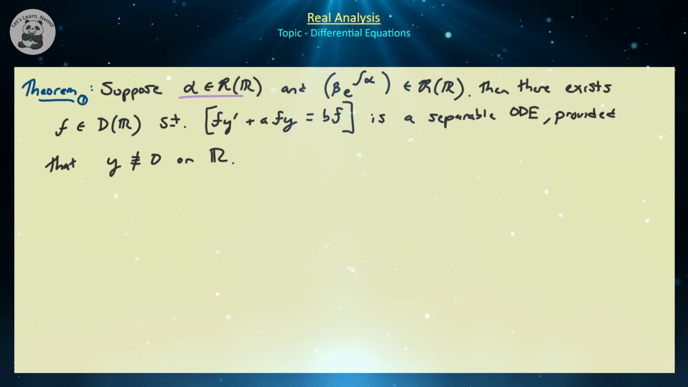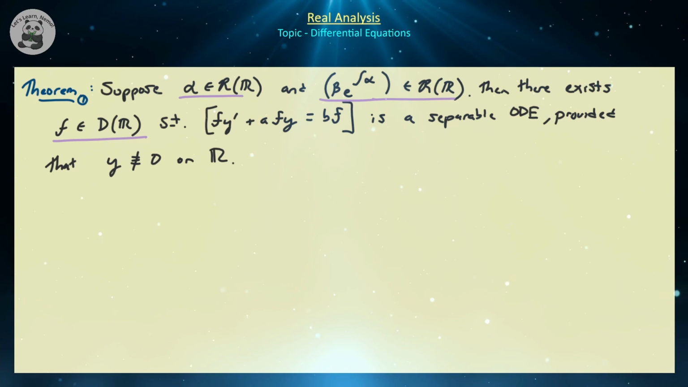So let's assume that alpha is a Riemann integrable function on R, and let's assume that the product of the function beta with the exponential of the antiderivative of alpha is also Riemann integrable on R. If both of these things are true, then there always exists a function f that is differentiable on R, such that (fy)' = fy' + afy = bf, where this a should be alpha and b should be beta. This is a separable ordinary differential equation that can be solved via integration, provided that the solution to this differential equation y is not identically equal to 0 on the set of real numbers.